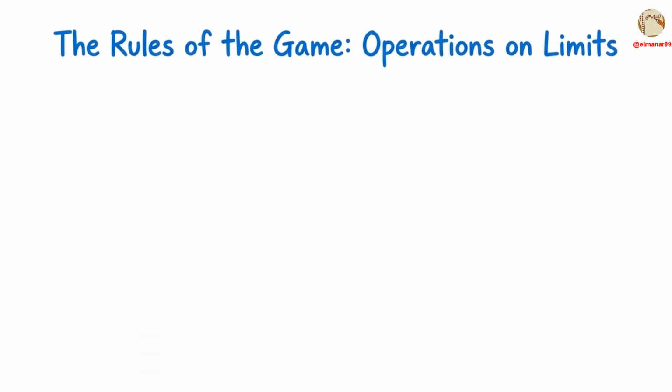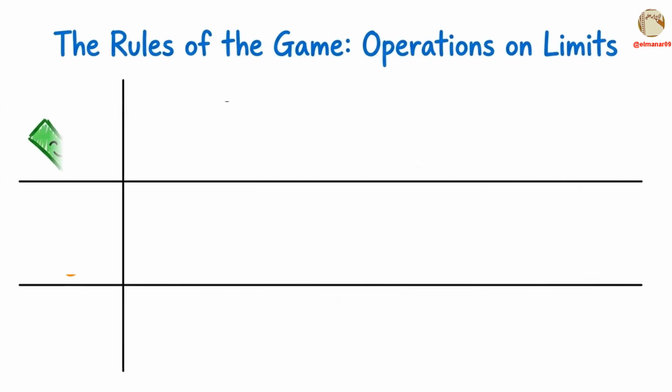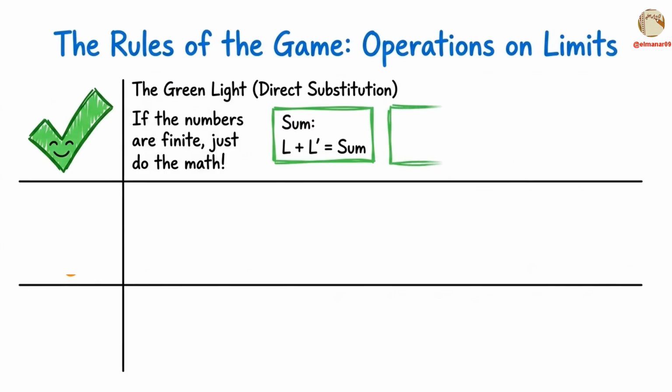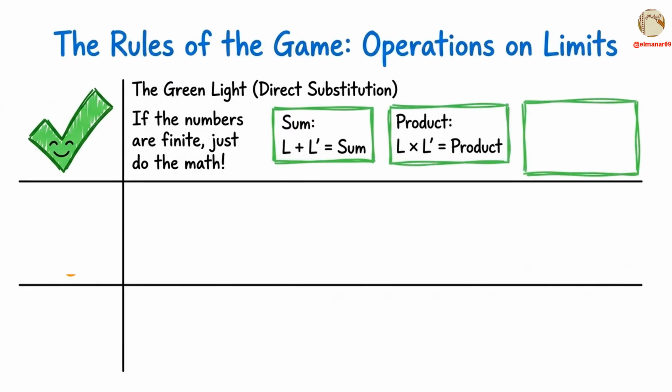How do we actually calculate these things? Think of it like a game with 3 levels of rules. Level 1 is the green light. If you're dealing with normal, finite numbers, just plug the number in. Direct substitution. The limit of a sum is the sum of the limits, and so on.